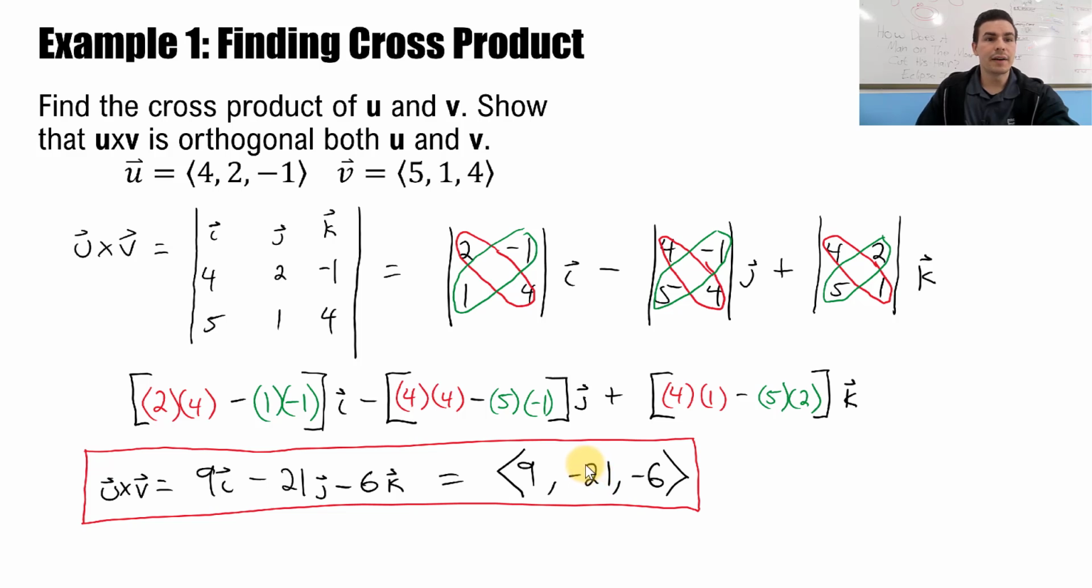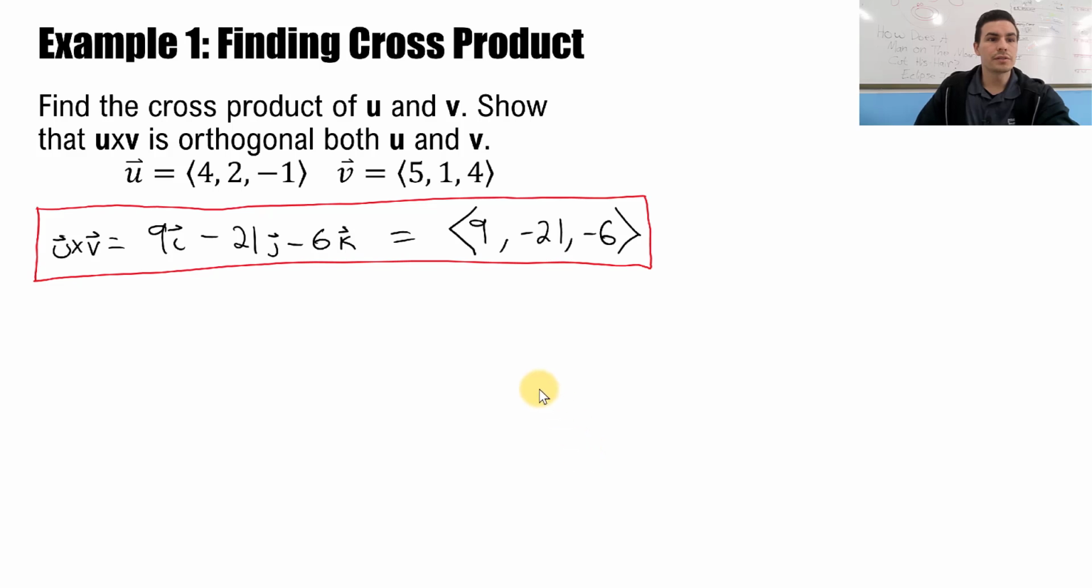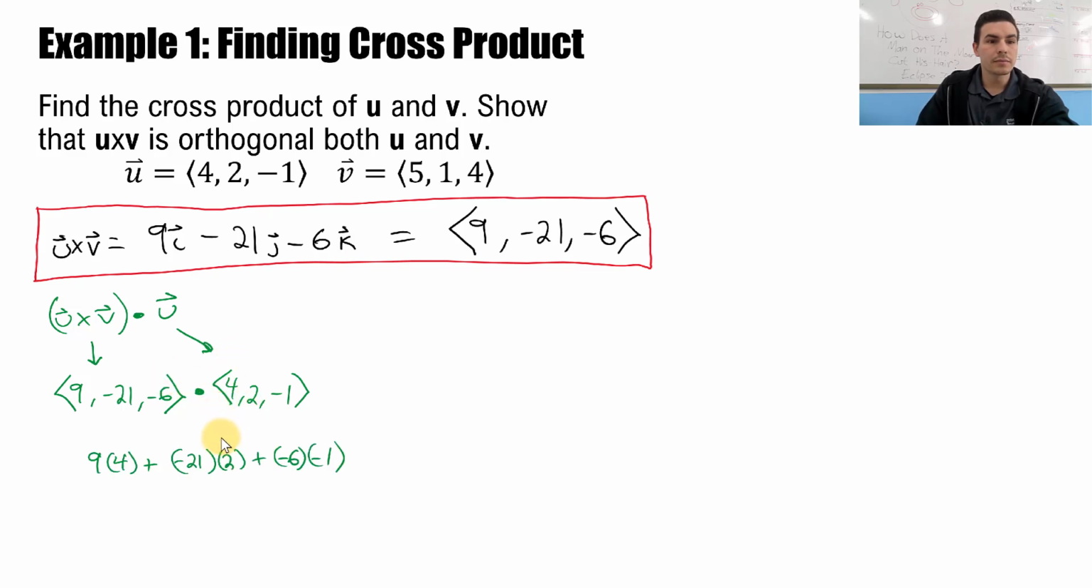Okay, so that's the first part, that's finding the cross product. Now we need to show that U cross V is orthogonal to both U and V. And we can do that by finding the dot product of U cross V with both U and V. Because if you remember, if you find the dot product of two orthogonal vectors, that dot product is always going to be 0, right? So this here is just a vector that we just found, and U is just a vector that we were given. So we can take the dot product of those two vectors, which we've done before. So we'll have 36 minus 42 plus 6, and that's going to be 0, right? So those two are orthogonal.